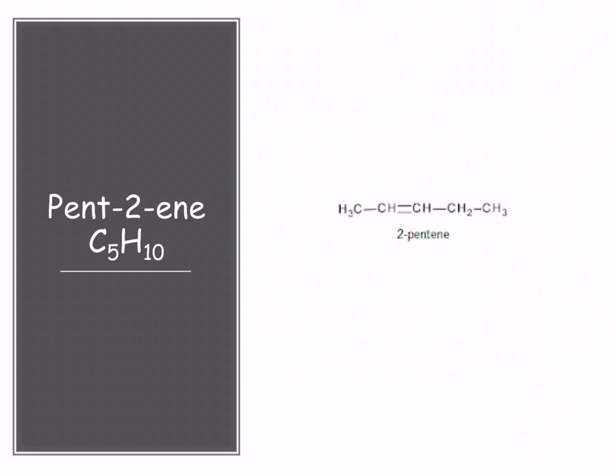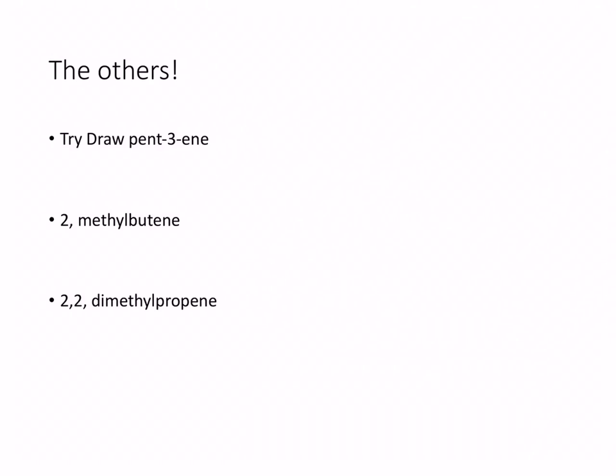Pent-2-ene. You can see it here, also known as 2-pentene. The double bond is between carbon 2 and carbon 3. You could have pent-3-ene, and you'd have the double bond between carbon 3 and carbon 4. So just be aware of that, okay? I want you to try the next ones on your own. So 2-methylbutene, and 2,2-dimethylpropene, remembering 2,2 in this case meaning the positioning of the methyl groups, di meaning 2, so 2 methyl groups on propene in the 2,2 position. Have a go at that, sketch it out.